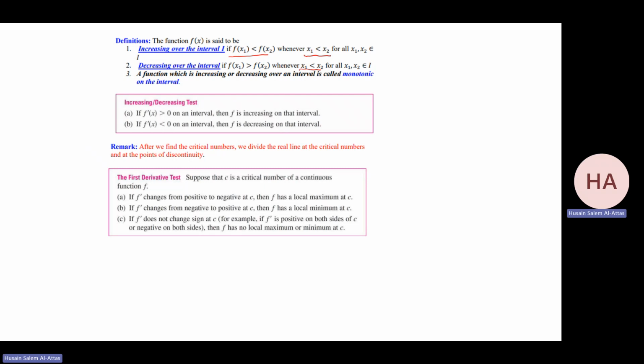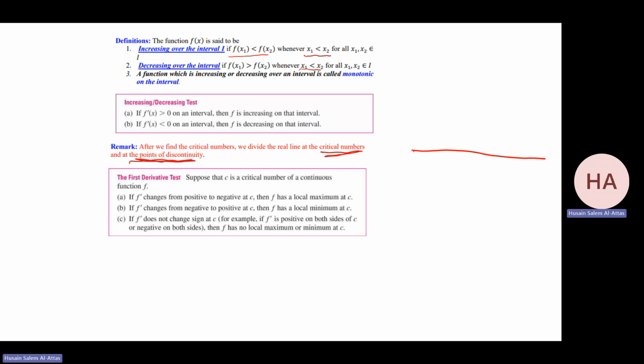The test is very easy. We'll find f prime, and we'll check when it is positive and when it is negative. But we need to be careful. We take f prime as is. We don't do any change of sign or anything like that. Also, we need to be careful how to set up the number line. When we do the number line to check the points, positive or negative, we need to put two things: critical numbers and the points of discontinuity.